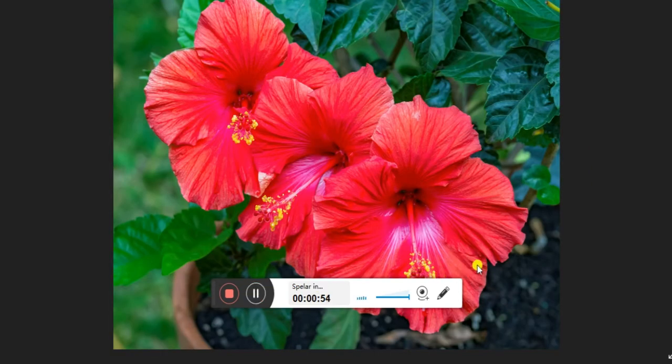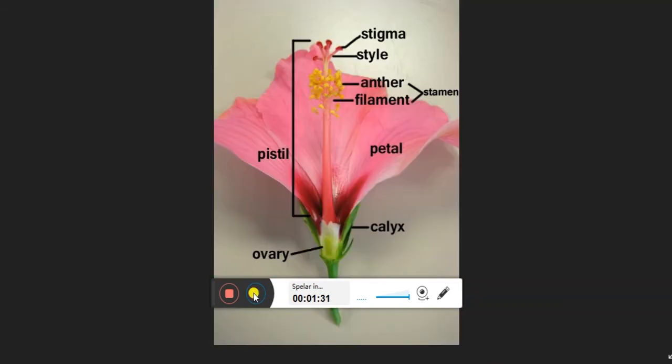Now children, on your screen you can see the hibiscus flower, and this flower is basically taken for study purposes. Why is it so? Because this is known as a complete flower. Every possible part of a flower is present in it. Its scientific name is Hibiscus rosa-sinensis, named along with the genus and species like this.